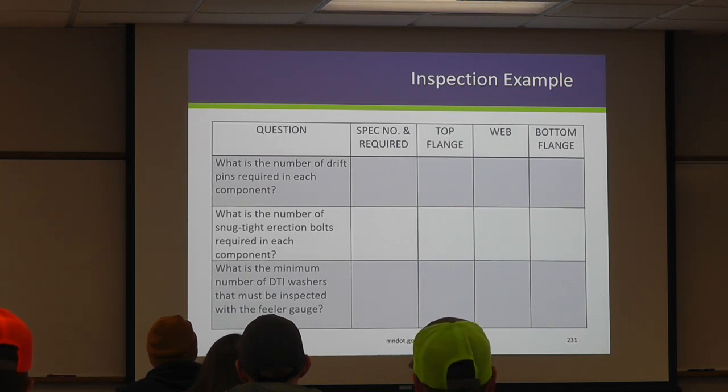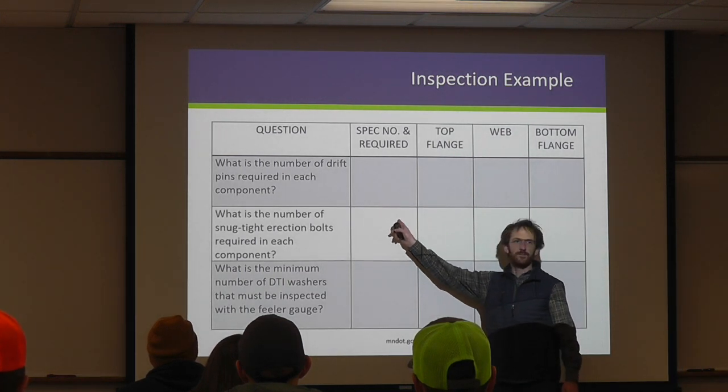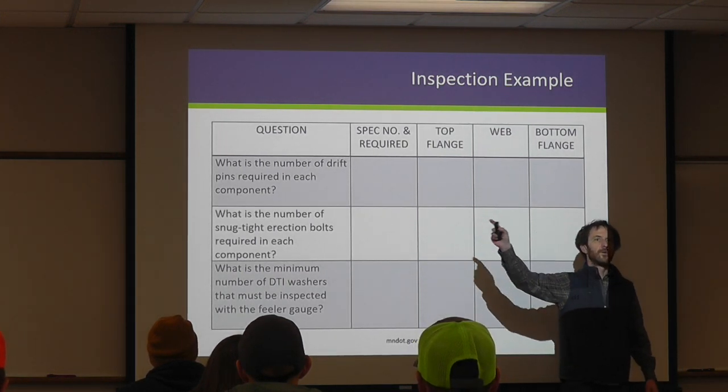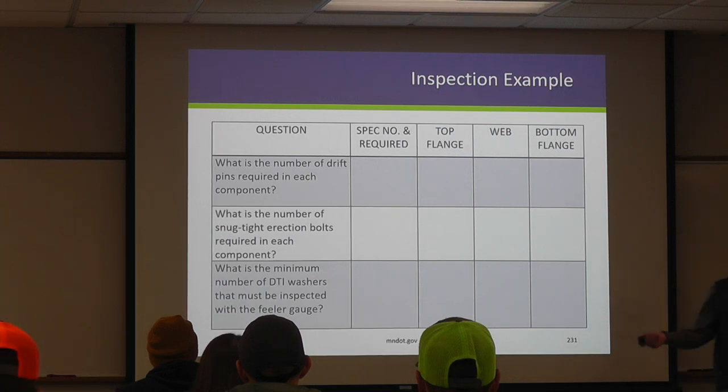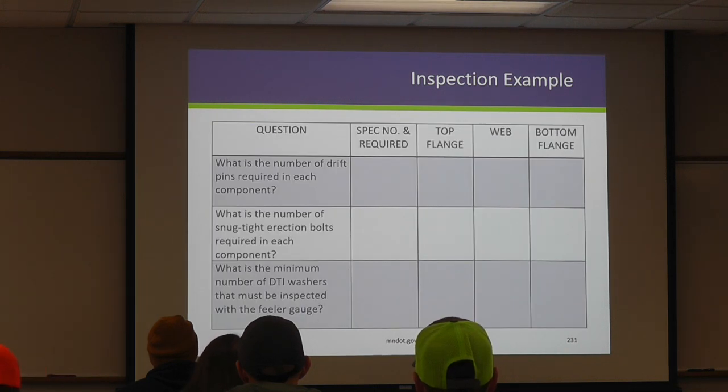So let's at least do part of it, I guess. We're not going to worry about the numbers part. What is the number of drift pins required in each component? 25%, right? So if you were to flip back and look at the top flange, we're figuring out what 25% of 48 is, right? What's the number of snug tight direction bolts required in each component? Again, 25%, right? What is the minimum number of BCI washers that must be inspected?